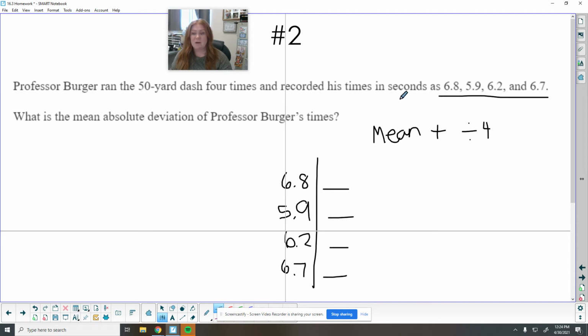6.8, how much does it take to get to the mean? 5.9, how much is it to the mean? 6.2, how much is it to the mean? We're going to do that for all 4 distances, and then we add these up. Again, there are 4 of them, so we divide by 4. That will tell us, is he consistent with his running, or is he kind of all over the place? We can't really count on him. So go ahead and figure that out. Again, you can use a calculator for today. You're still going to have to record everything to keep track of it, though.